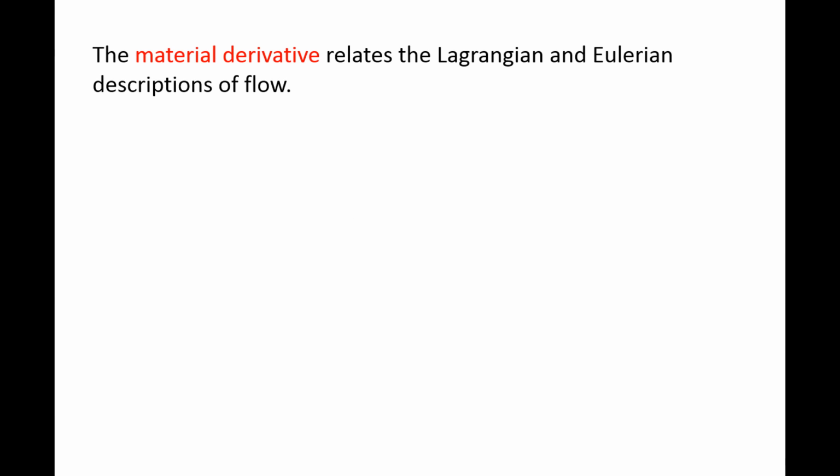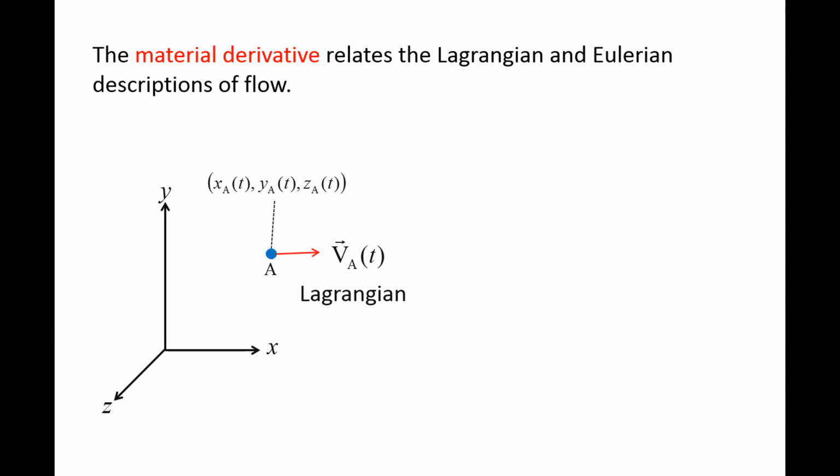In this lesson, we will derive the equation for the material derivative. The material derivative is a mathematical relationship that relates the time rate of change of a physical quantity as observed from the Lagrangian viewpoint to the time rate of change of the same physical quantity as observed from the Eulerian viewpoint. Here we have a fluid element labeled A.